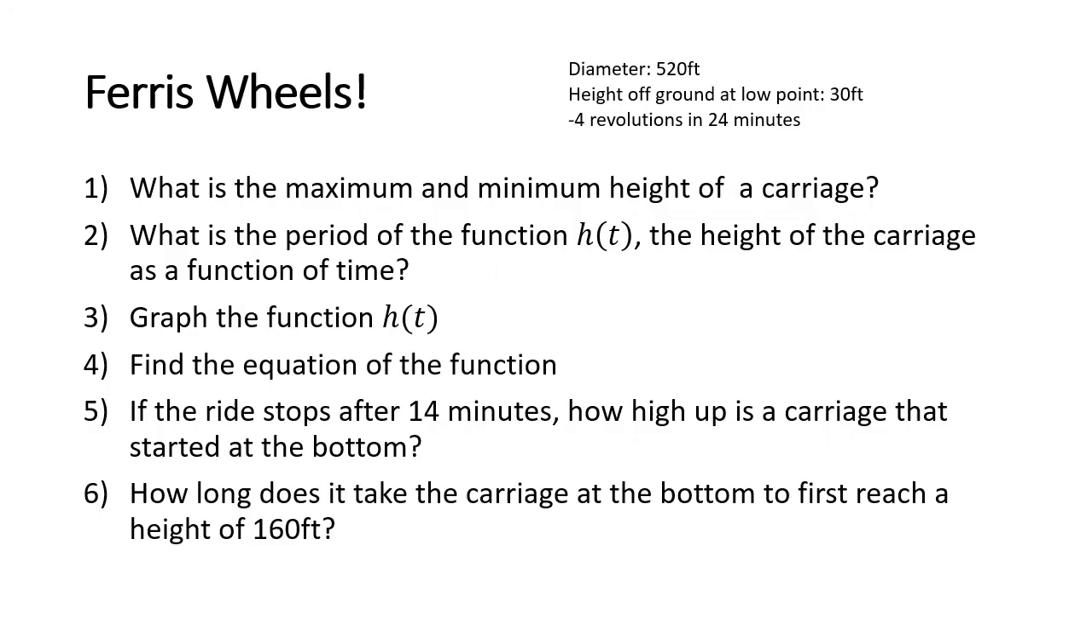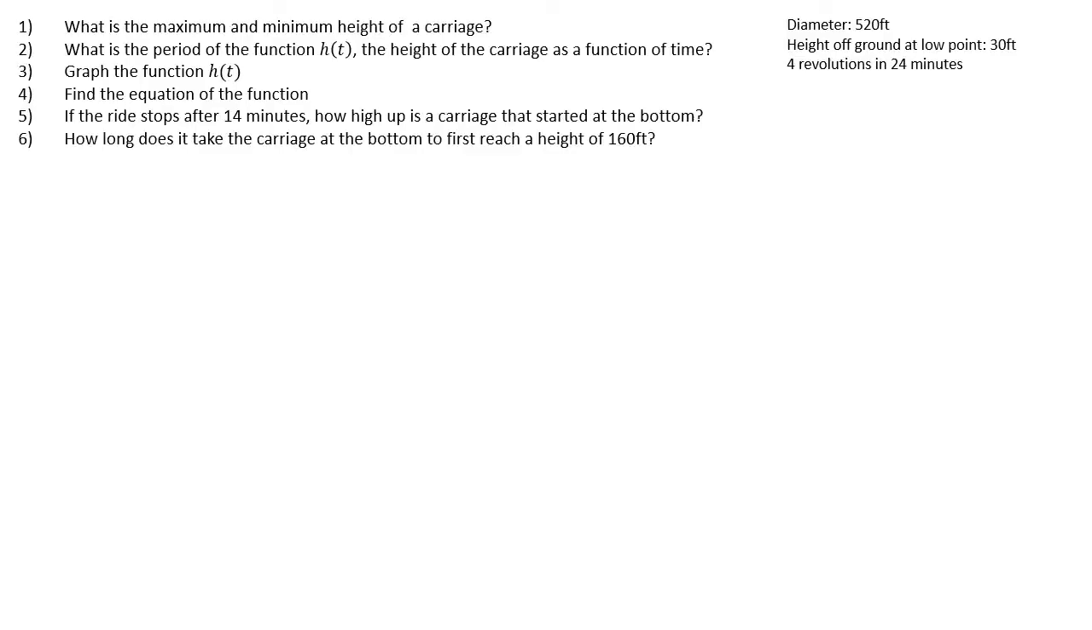And so what if we wanted to know these things? What if we want to know the maximum and minimum height of a carriage, the period of the function h of t that describes the height of the carriage over time, and then we want to graph that function, and we want to find the equation of the function, and then find out 2 other pieces of information after we find the function. So let's just dive into this and see what happens.